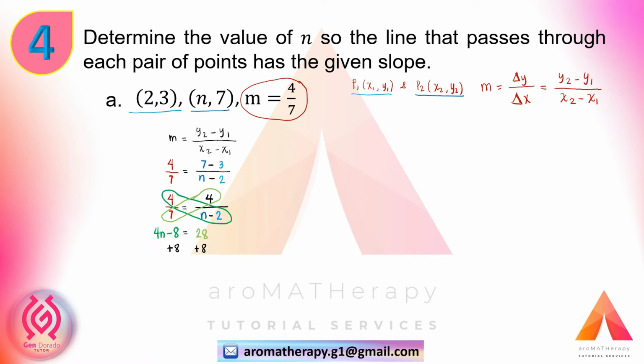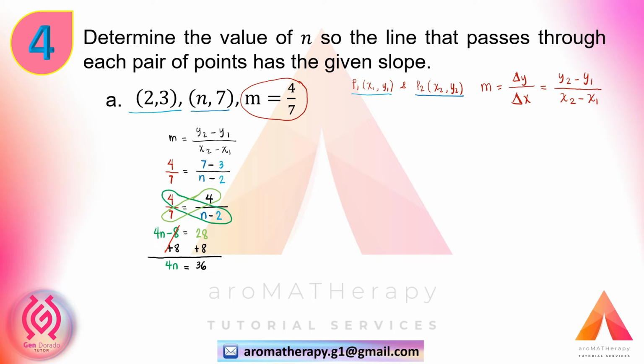So, you write 4n. Since makakancel itong si 8. O, cancel 8. Kasi negative plus positive is equal to 0. Recall your lessons in integers. So, you write 4n is equal to 36 since 28 plus 8 is equal to 36. Tama? O, 8 plus 8, 16. Carry 1. 1 plus 2, 3.